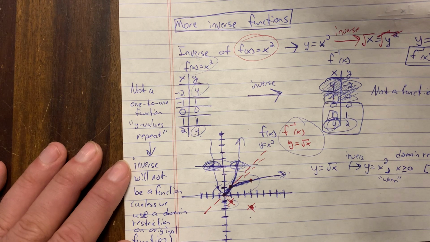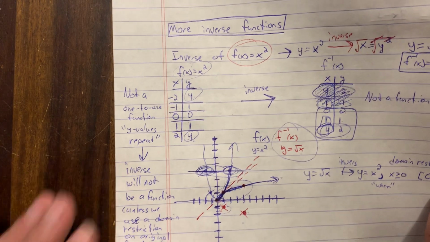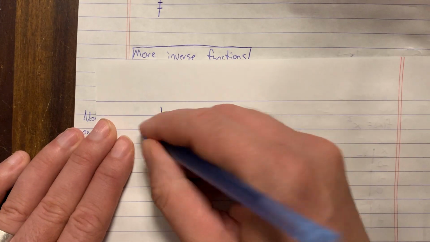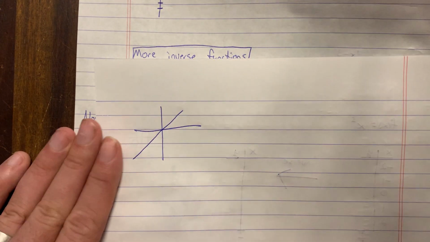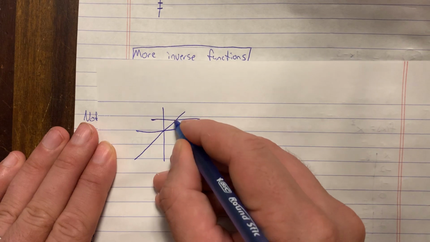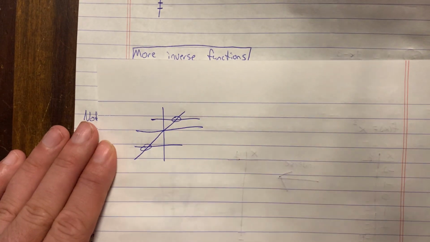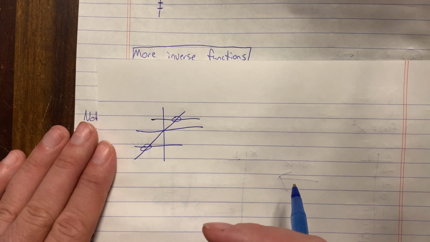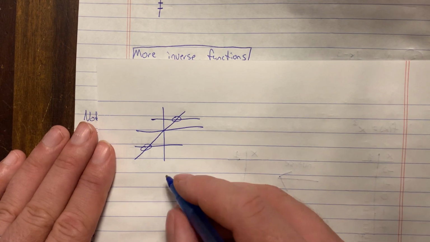So let's think about some of the functions we've done so far. We've had linear functions. Linear functions are one-to-one functions because none of the y values repeat. When you do the inverse, it will be a function. So linear functions have an easy inverse.